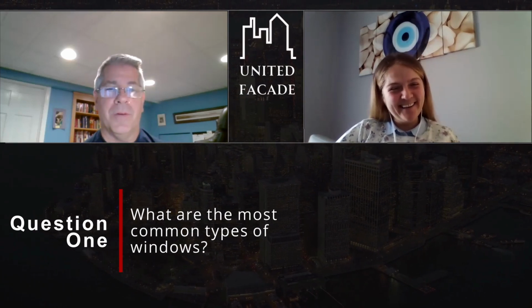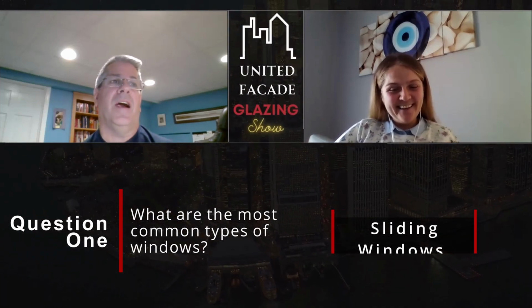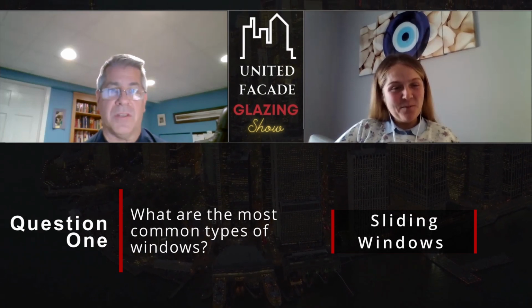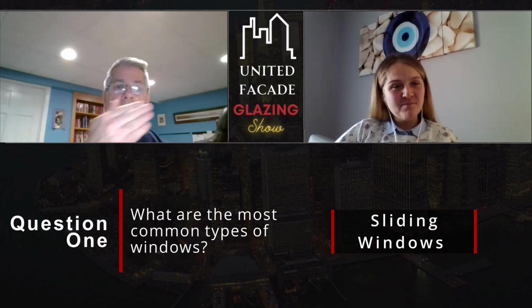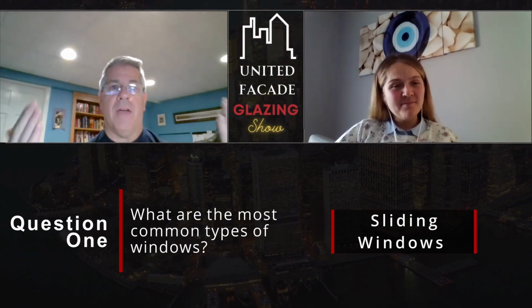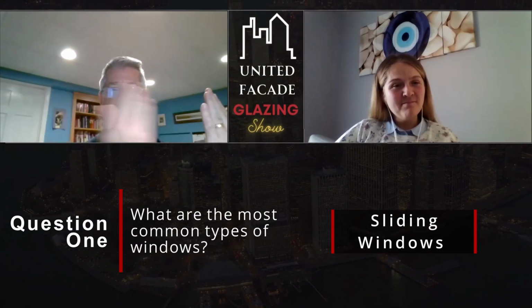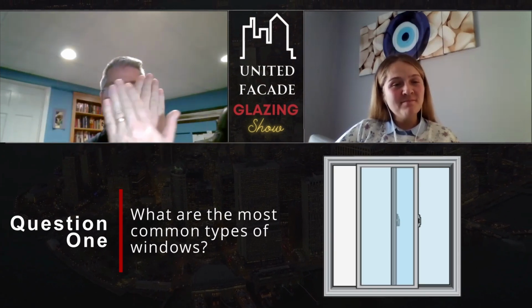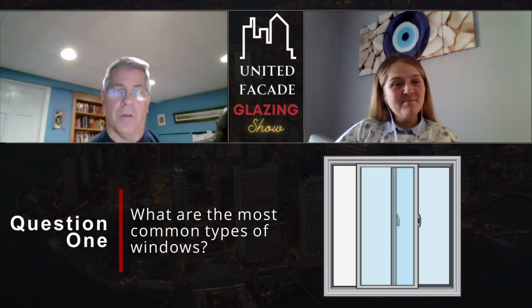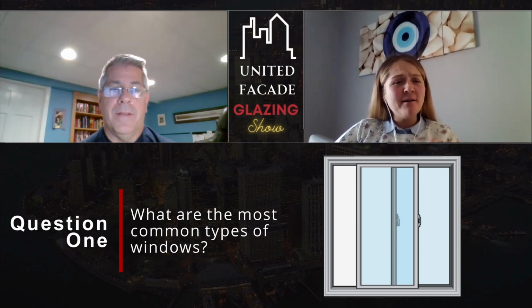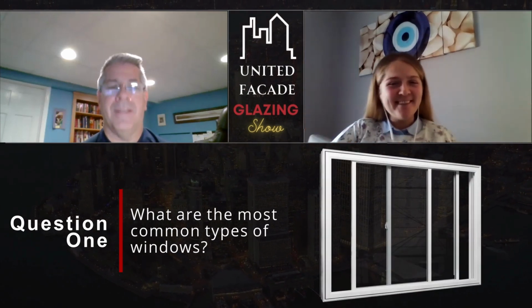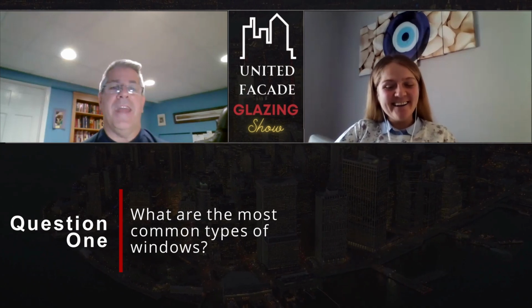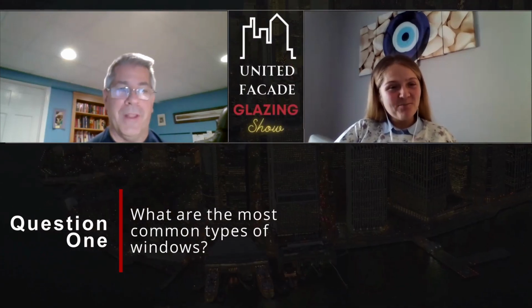So sliding windows, you would see more in a residential house, and a sliding window would move left to right or right to left. You could have a single sliding window where only one side moves, or a double sliding window where they could both move toward each other. Oh, I know that window type. My grandparents have it. They open it like this, sliding to the right and sliding to the left. Okay, correct. Yes.